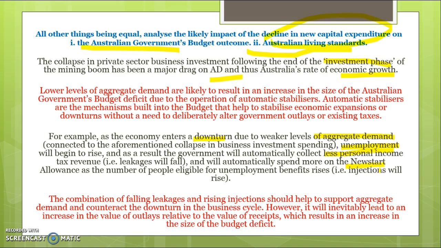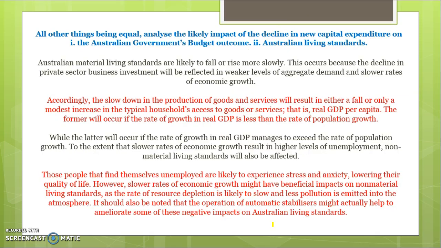So injections rise relative to leakages. So on the budget, it has a negative impact because of the impact on employment. The combined fall in leakages and increase in injections should help to improve the business cycle, but it's likely to increase the size of the budget deficit. In terms of material living standards, again, you can link this mainly through employment.